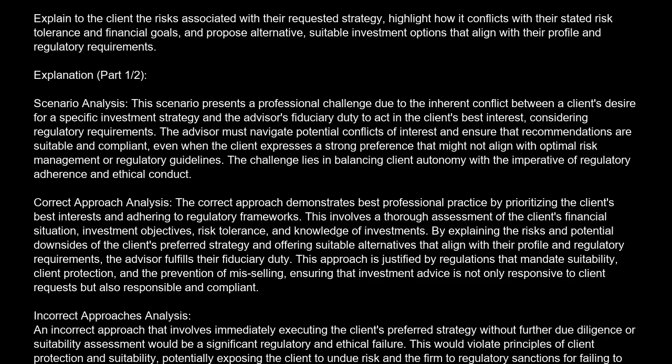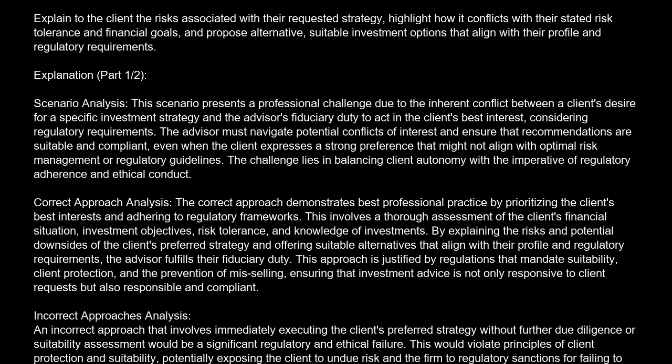Explanation. Scenario analysis. This scenario presents a professional challenge due to the inherent conflict between a client's desire for a specific investment strategy and the advisor's fiduciary duty to act in the client's best interest, considering regulatory requirements. The advisor must navigate potential conflicts of interest and ensure that recommendations are suitable and compliant, even when the client expresses a strong preference that might not align with optimal risk management or regulatory guidelines. The challenge lies in balancing client autonomy with the imperative of regulatory adherence and ethical conduct.